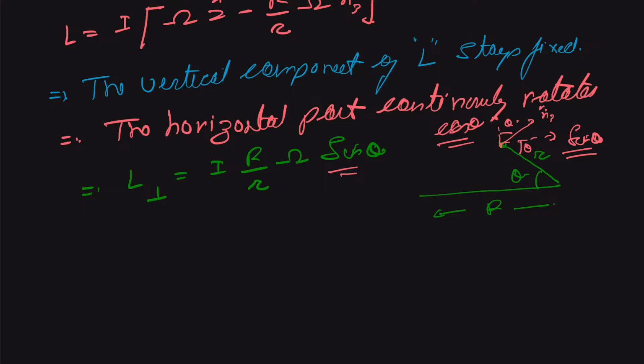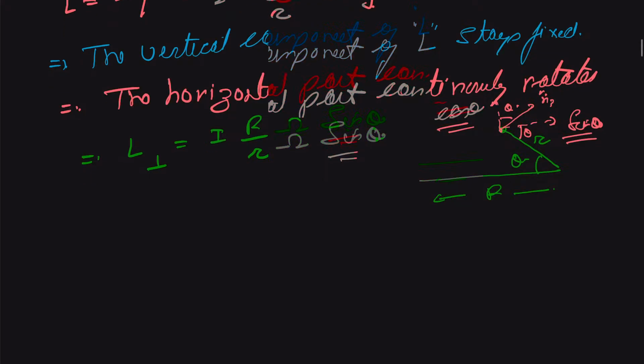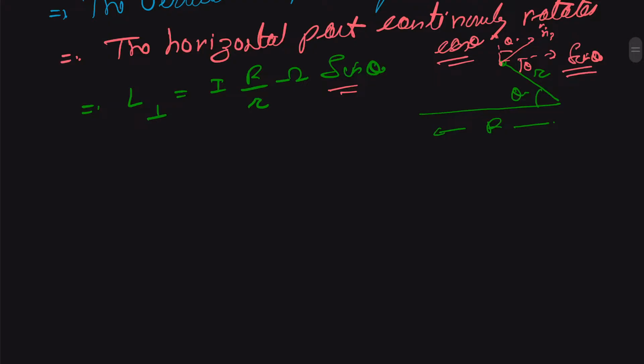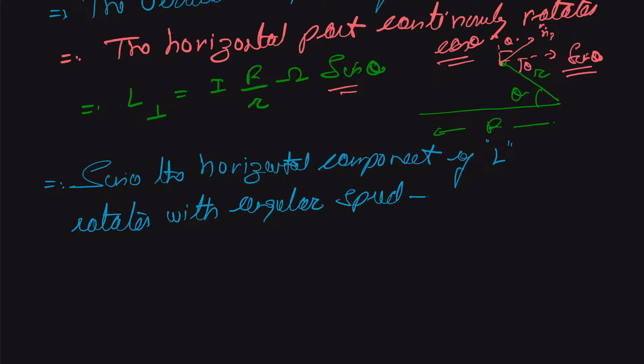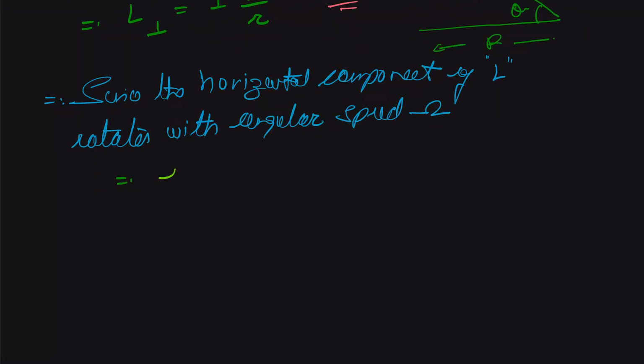And now we can find out, since the horizontal component of L rotates with angular speed omega, therefore we can write that its time derivative magnitude will be equal to omega times L perpendicular. And we can easily substitute our L perpendicular.